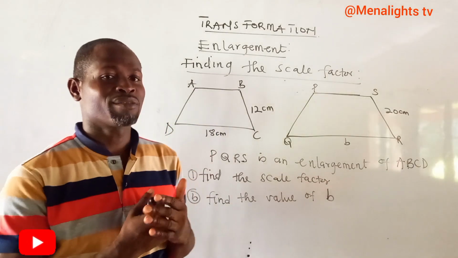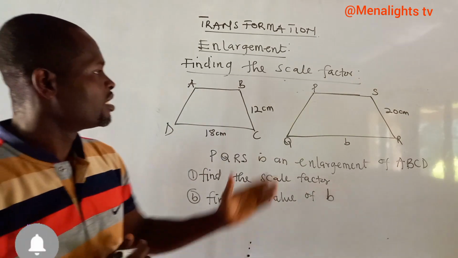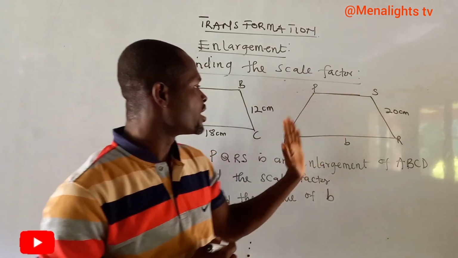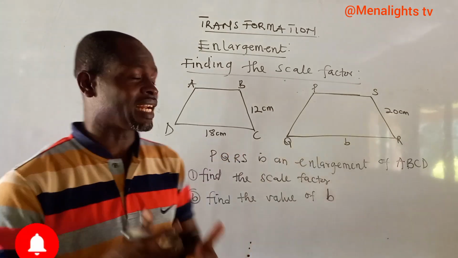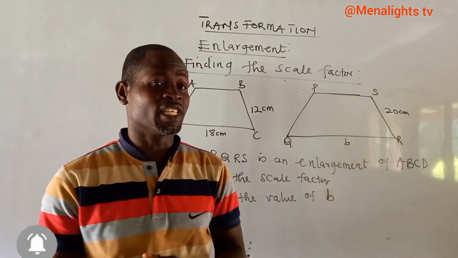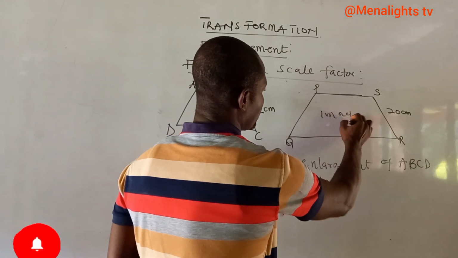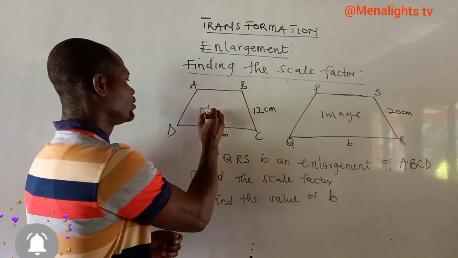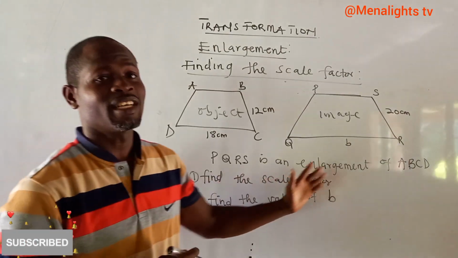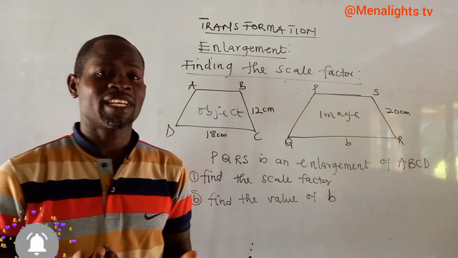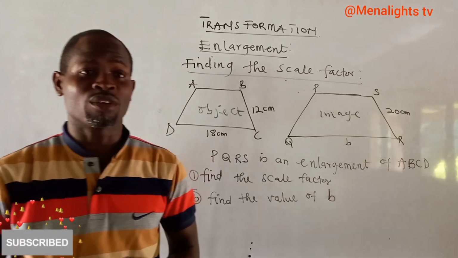In the second diagram that we have here, we have A, B, C, D, and then we have P, Q, R, S. Now the question says that P, Q, R, S is an enlargement of A, B, C, D. That means this is our image and this is the object. The first question says to find the scale factor. After finding the scale factor, you have to find the value of B here. So that's what you're going to look at now.